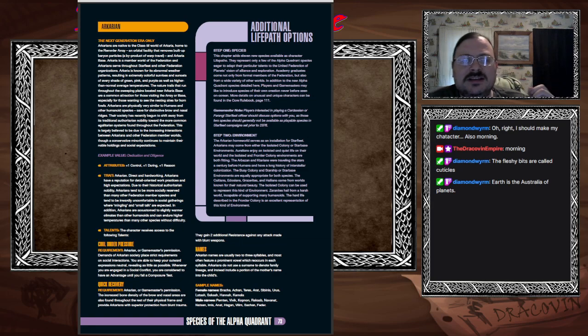So they're native to the M-class world of Arcaria on the Ramlar array. There was an orbital facility built up, the Arkarian base. They're a member of the Federation and serve throughout Starfleet and other Federation organizations. It's from the Next Generation era. The world is known for abnormal weather patterns, very colorful sunrises and sunsets in every shade of color, as well as higher than normal average temperatures.